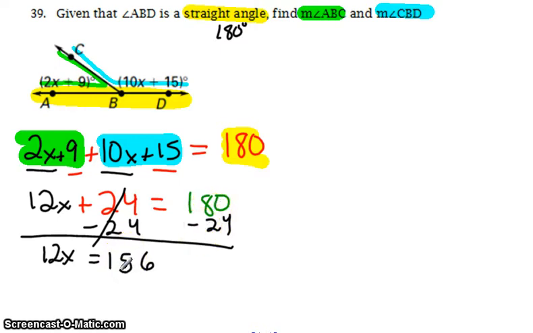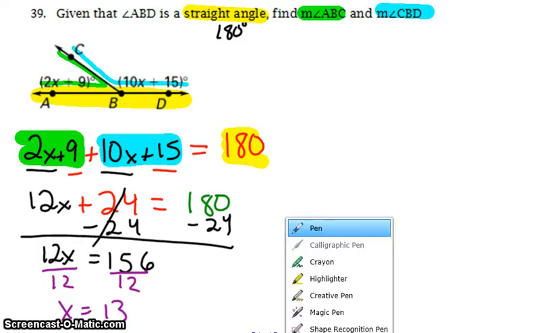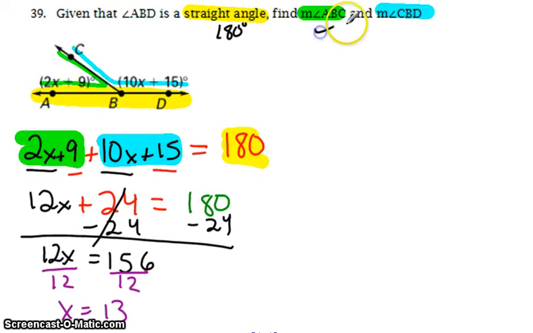And then we are going to need to divide 156 by 12 to get that x by itself. So x is equal to 13. But that's not your answer. Remember, they want you to find the measure of ABC and then the measure of CBD.